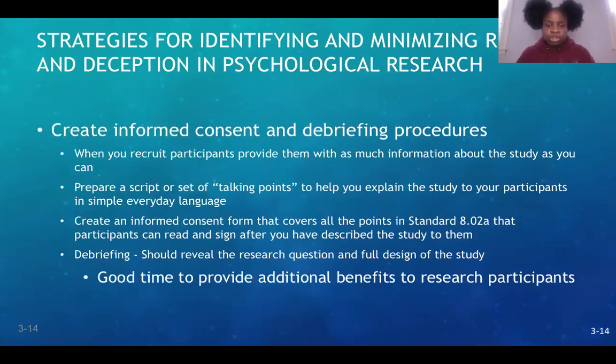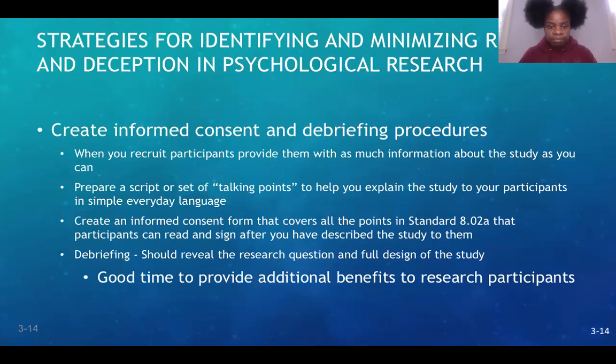Debriefing is similar to informed consent in that one cannot necessarily expect participants to read and understand written debrief forms. During debriefing, the researcher should reveal the research question and full design of the study.